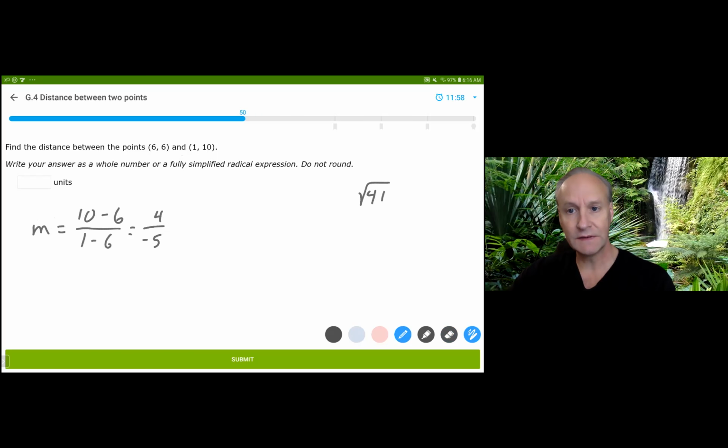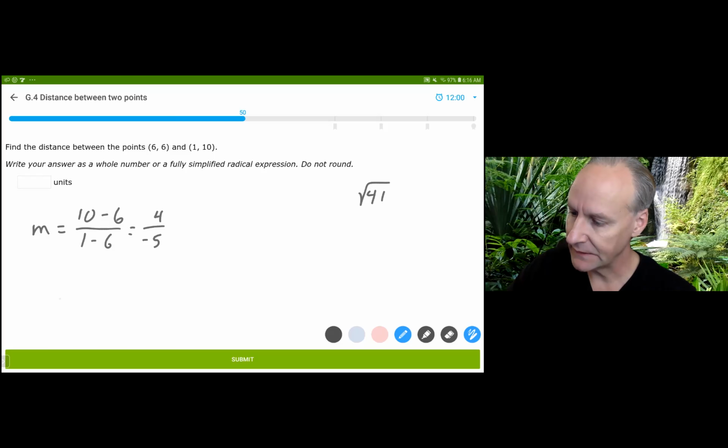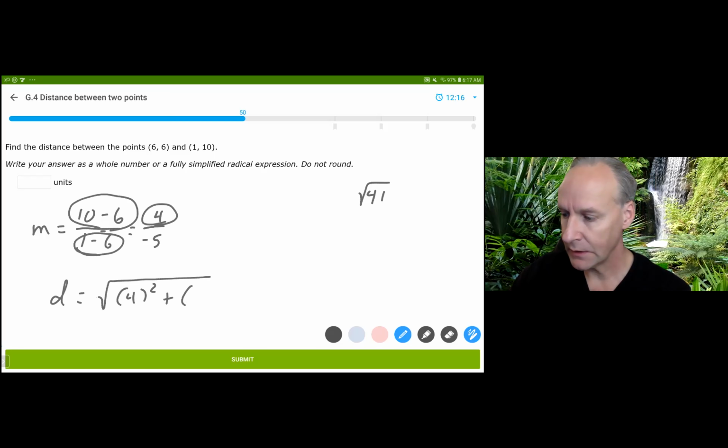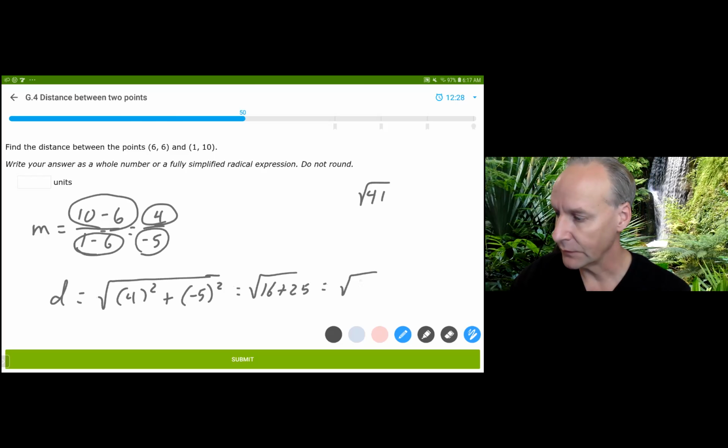But what I use this for is when I take the distance formula. It says that you take y2 minus y1, which is right there, and square it. And you take x2 minus x1, which is right there, and you square it. And you get the square root of 16 plus 25, and that is the square root of 41.